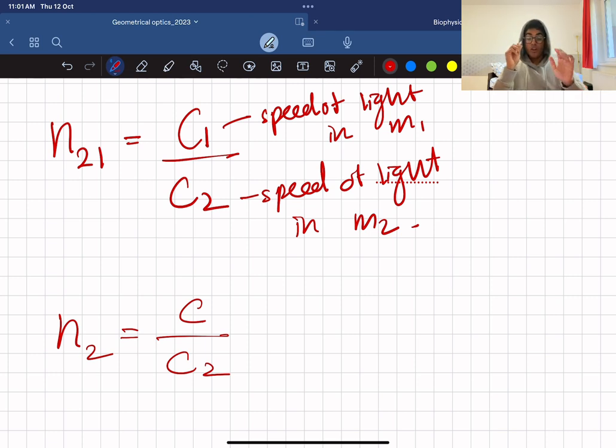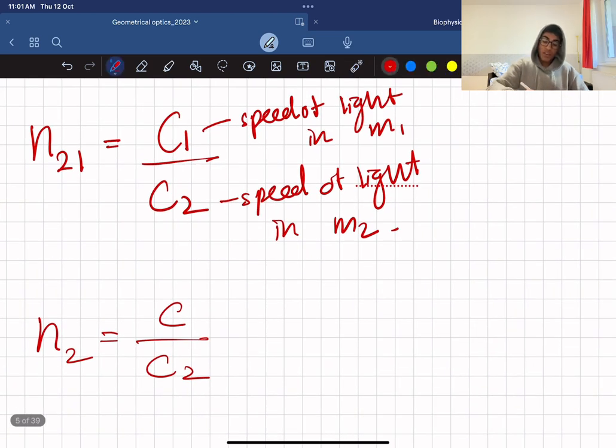So when we say only N2, we assume that it's not comparing two mediums. But then how do we find the refractive index? If we're not comparing two mediums, we can't find it, because refractive index is basically a fraction, a ratio. So we need some standard to measure how much the speed of light decreases in this medium. So what do we use? Let's take the speed of light in vacuum, which is only C, as that standard.